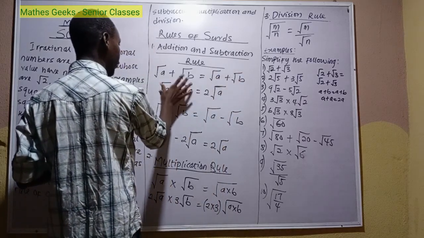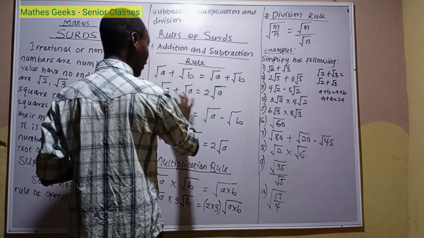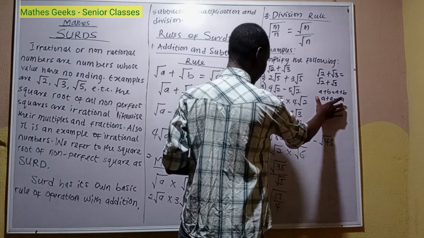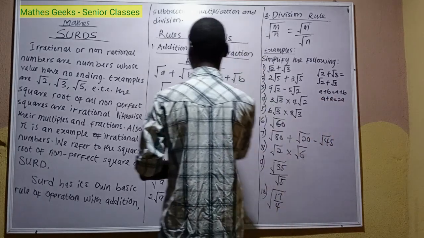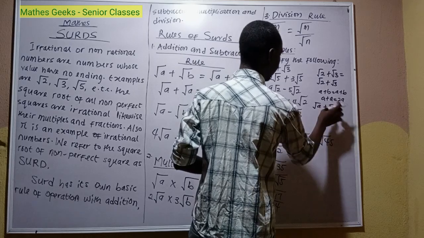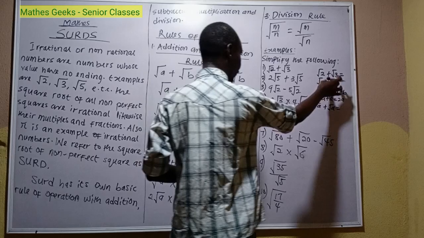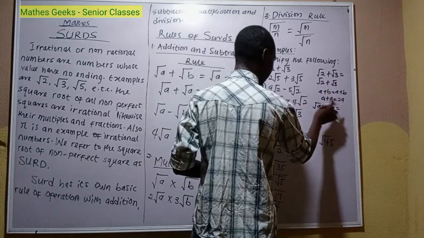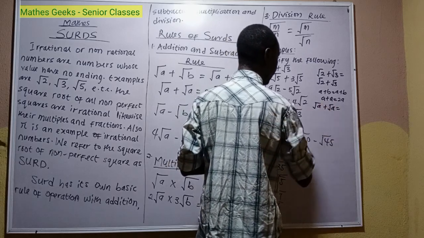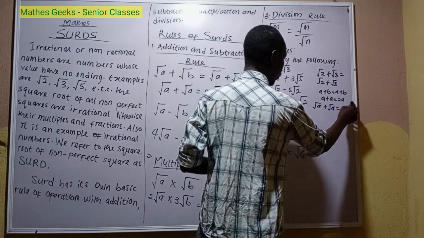But when the figures or the letters under the square root sign are the same, then you can add them just like you add in algebra, where a plus a equals 2a. So if the roots are the same, root a plus root a, since the letters, or later when we start solving, the figures, are the same, we can add them together. So root a plus root a is like 1 root a plus 1 root a, and that will give us 2 root a.